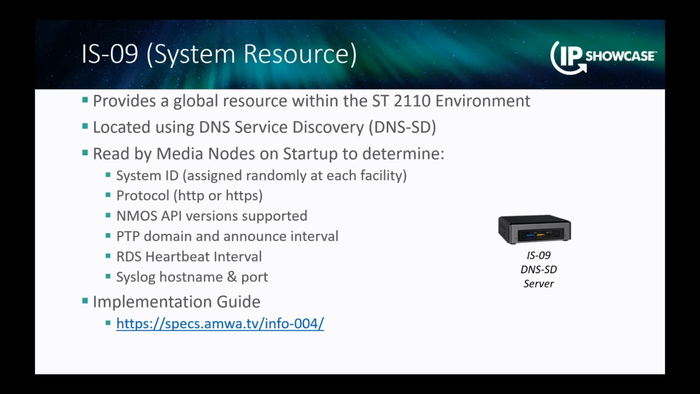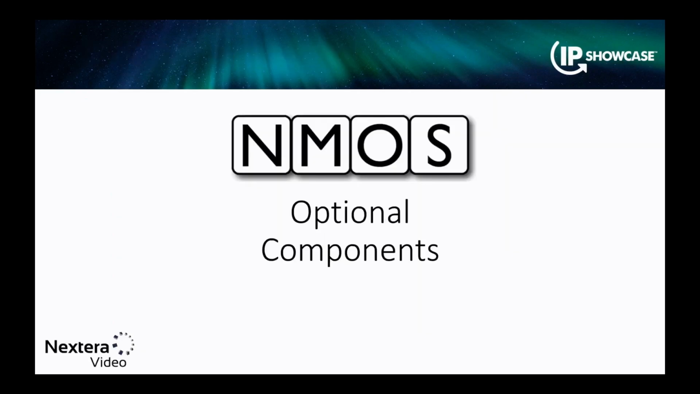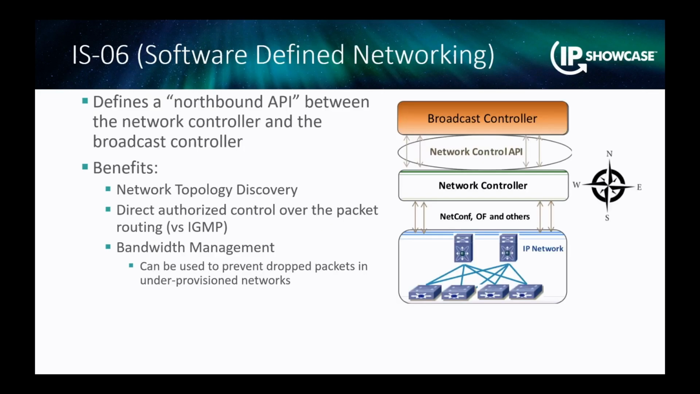So it's a convenient way, again, to give you a little more plug and play and ease of moving systems around. So those are the required components. That's what every NMOS system, according to the EBU, should really have to actually make this work. What are some of the optional components? Let's jump into those. One of them is ISO 6.